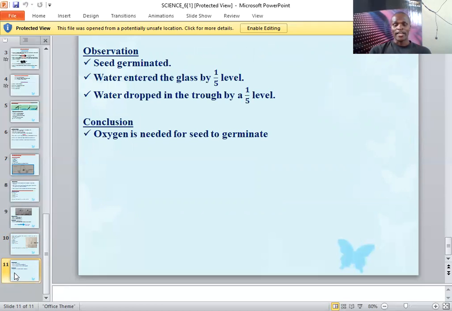And that's the end of our lesson. So we have looked at 3 experiments. One, to investigate how oxygen is used for breathing. Two, to investigate how oxygen is used for burning or combustion. And three, we have also looked at how oxygen is used for germination.